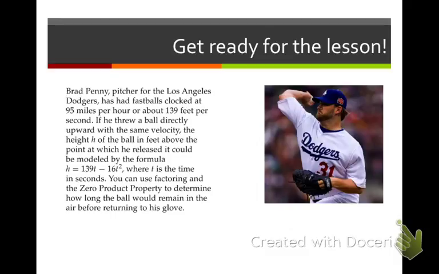Let's take, for example, this pitcher right here. This pitcher pitches very fast. I believe he pitches at 95 miles per hour, right? If this pitcher were to pitch at that speed, and if he were to throw the ball up in the air, meaning something like this, you throw it up in the air, right? Well, this model right here, that movement can be represented using this formula.